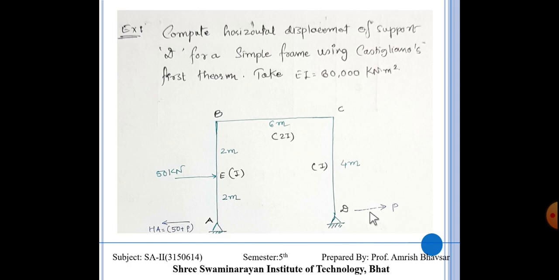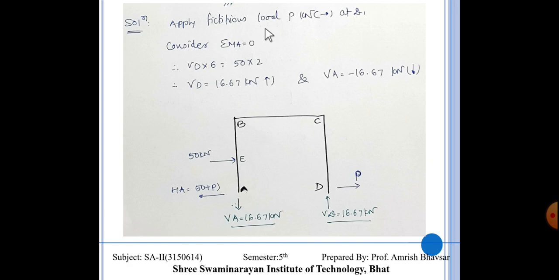Due to this P and due to this 50 kilonewton force, the reaction at A is 50 plus P towards the left. Now we have to solve this case, but for that we have to find out the vertical reaction also, as this is a simply supported portal frame. Now apply fictitious load P towards the right at D.